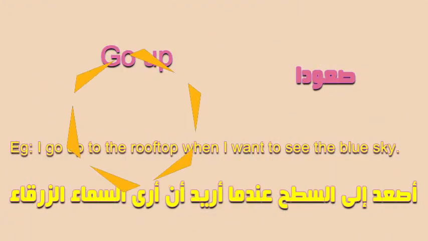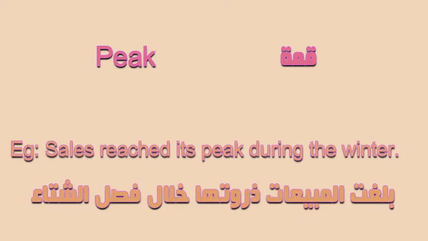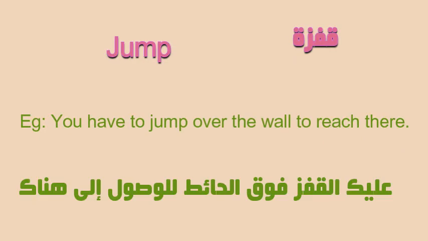Movement. Go up. I go up to the rooftop when I want to see the blue sky. Increase. Howard had to gradually increase the speed of his bike. Peak. Sales reached its peak during the winter. Jump. You have to jump over the wall to reach there.